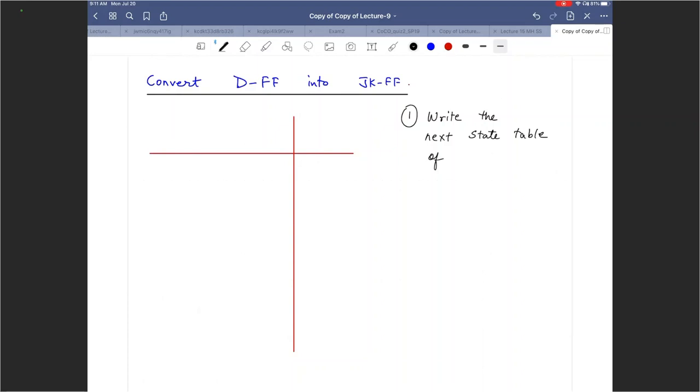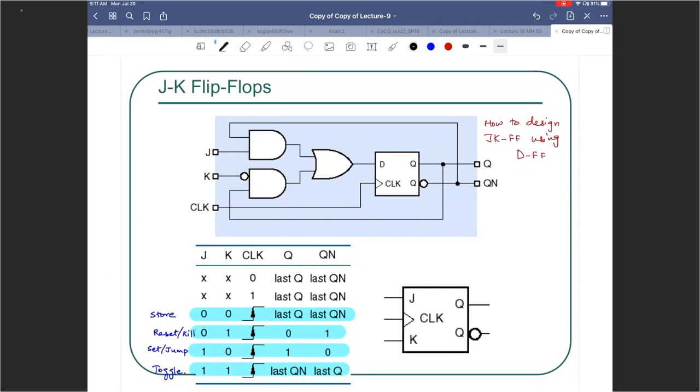Of desired flip-flop. What do I desire? You can clearly see I want to make a JK flip-flop, right? My desired flip-flop is JK. How do I design JK? So desired flip-flop is JK.